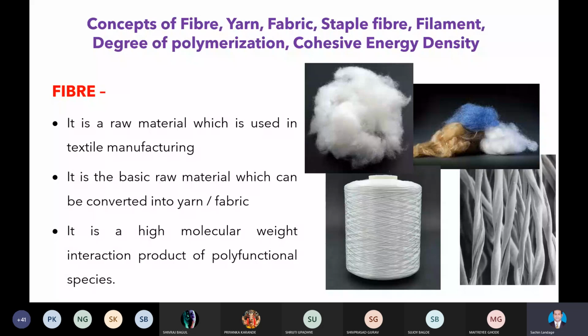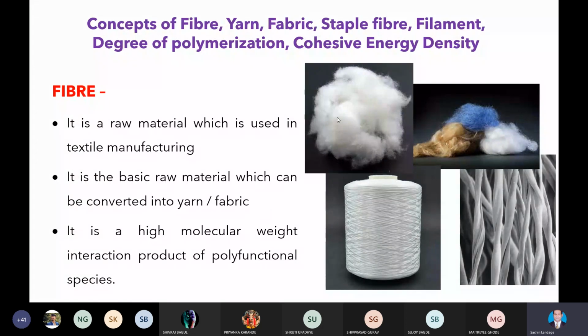Now, fiber we can have in different forms. We can have it as short staple fiber. Likewise, you can see over here, these are the short staple fibers. Even this cotton under the microscope is also a fiber. Can you see this? You need to understand this point because these are the basic things. So it is a raw material which is used in textile manufacturing, or another definition is that it is a basic raw material which can be converted into yarn or fabric.